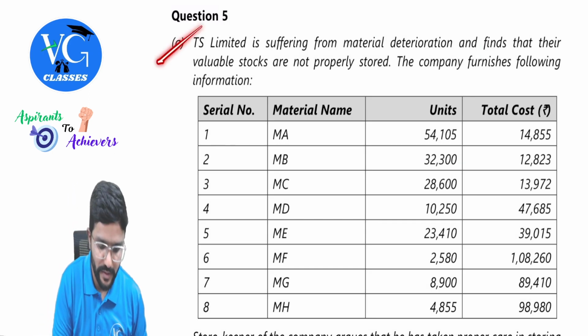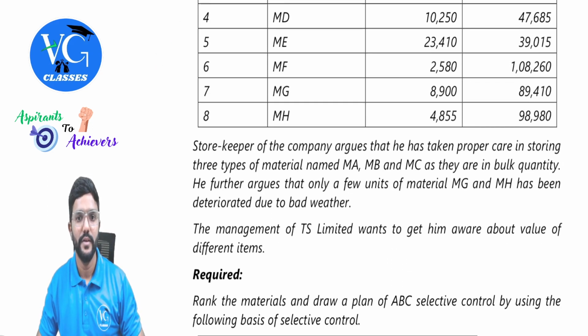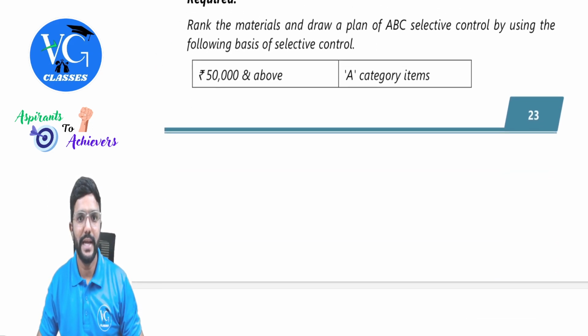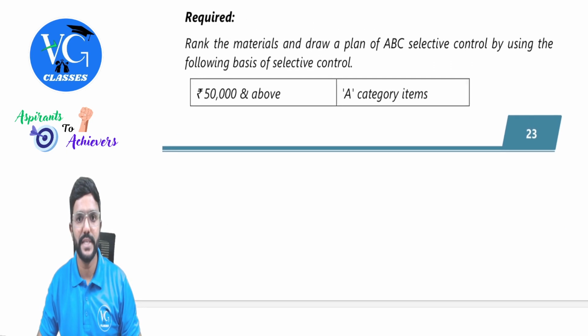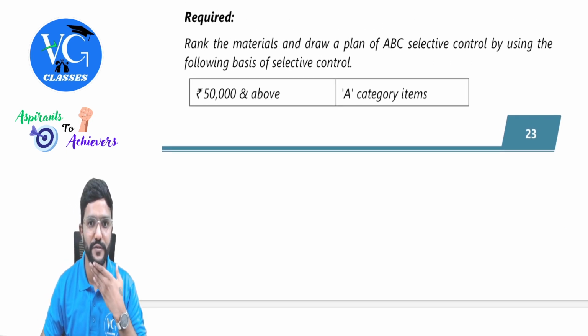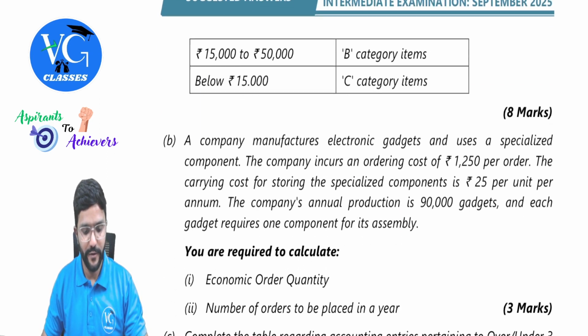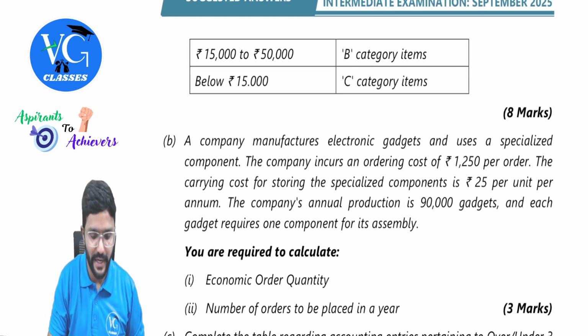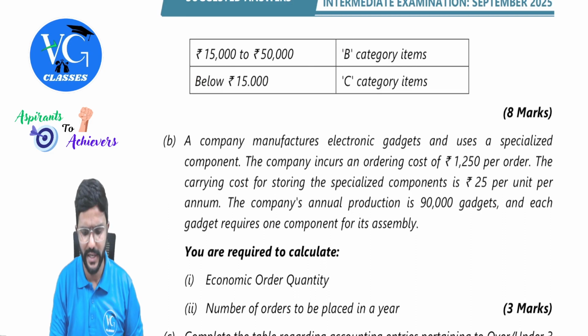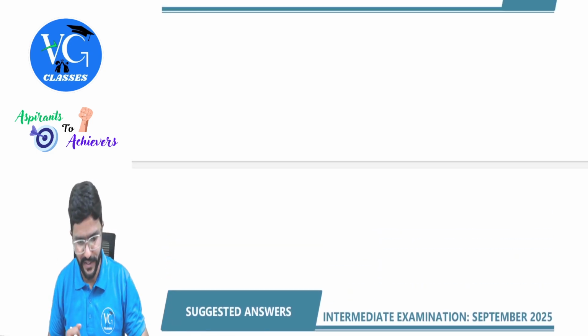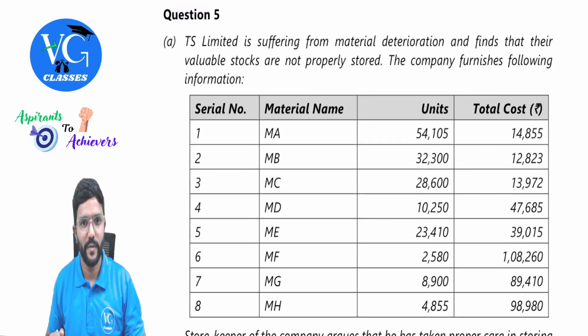Question number 5. Sub question A. What is the requirement? Rank the materials and draw a plan of ABC selective control by using the following basis of selective control. 50,000 and above A category, and 15,000 to 50,000 B category. Below 15,000 it is C category. Okay, ABC plan, guys. Okay, what is the given information?